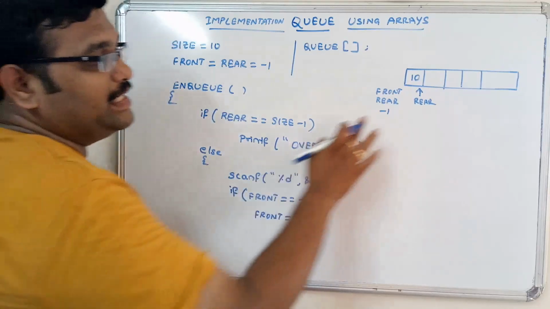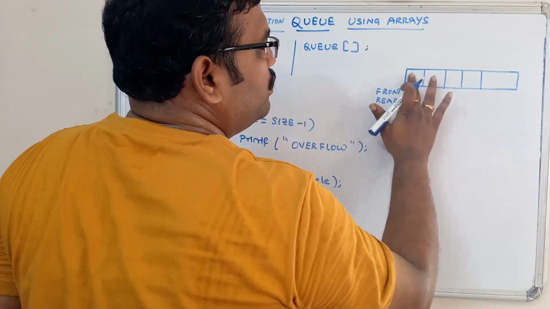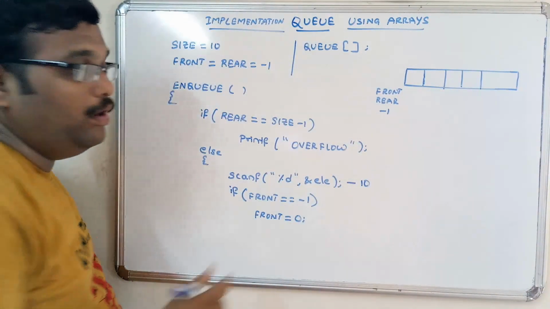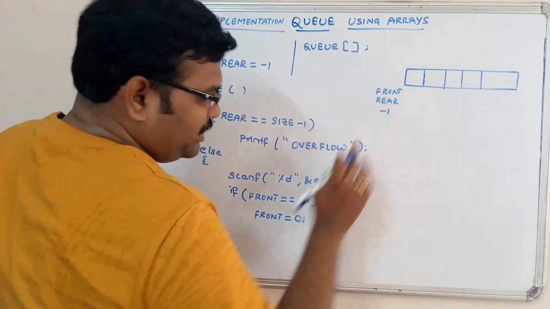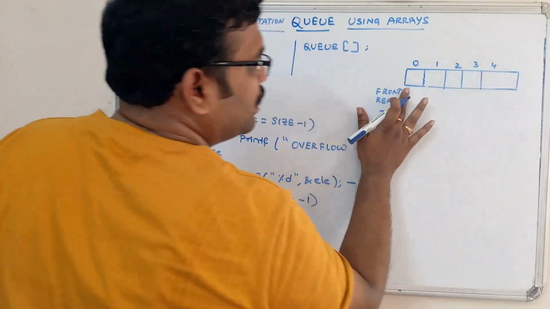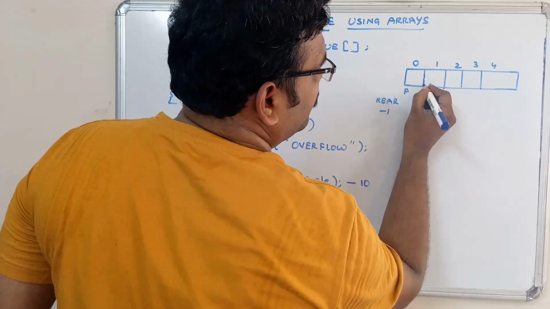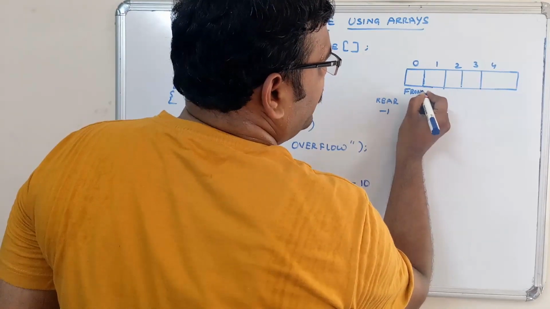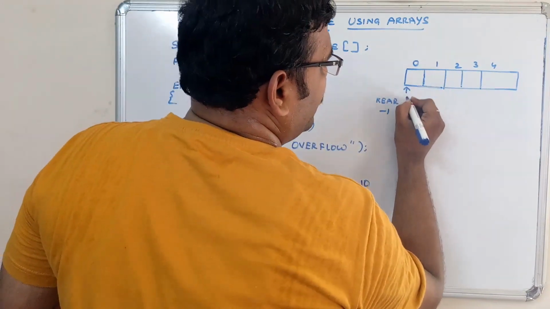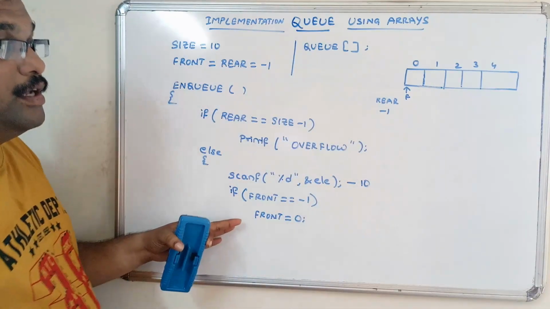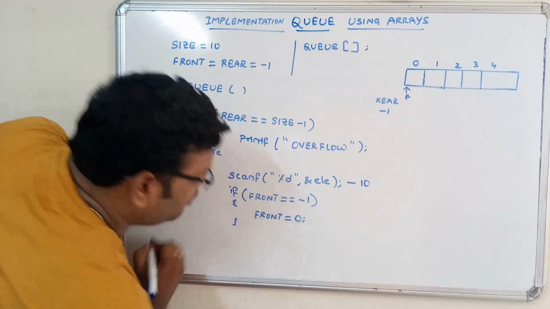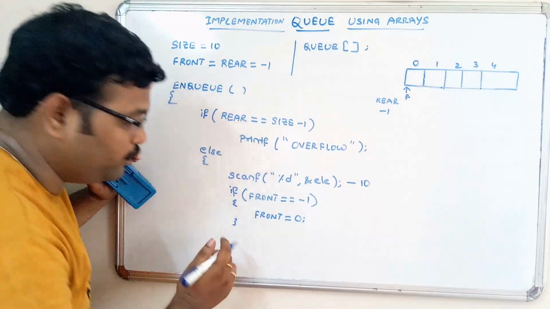After completion of this condition, before inserting, what we have to do? See, here an element 10 is taken from the keyboard, and now front is equal to -1, so front is equal to 0. So this is the 0th position, 1, 2, 3 and 4. Now front is pointing to this position, right? So let us consider it as F. So F is pointing here. Now rear is equal to -1. So in order to insert an element, we need to update the rear, right? So open the brace, close the brace, just to avoid the confusion.